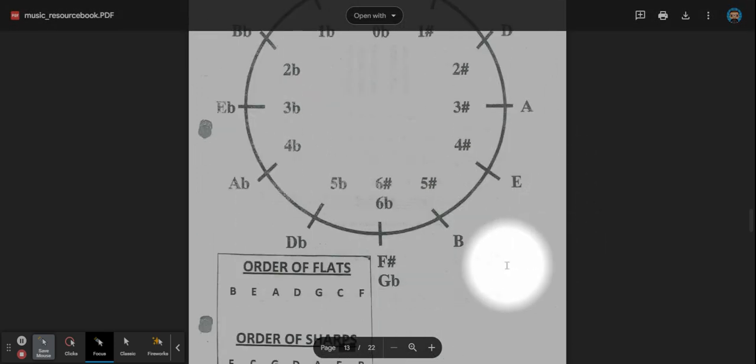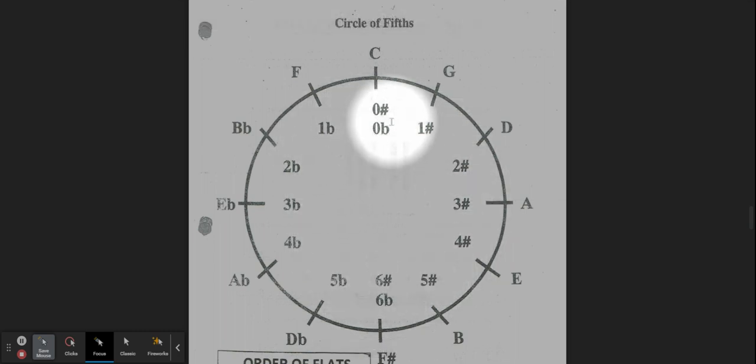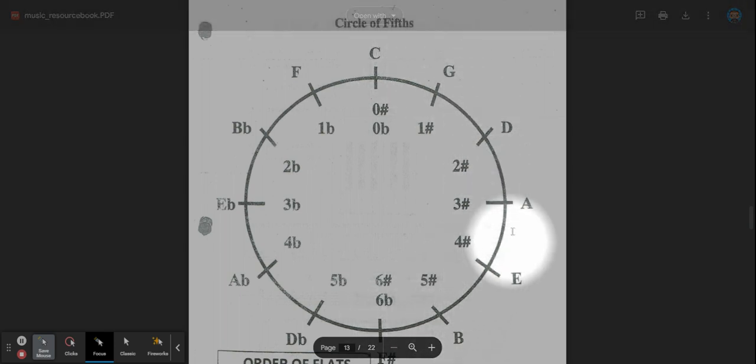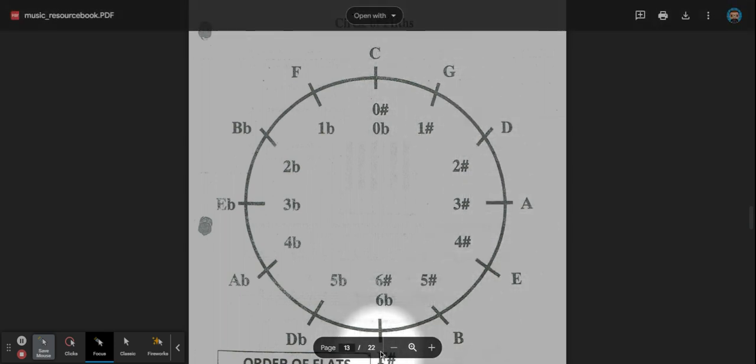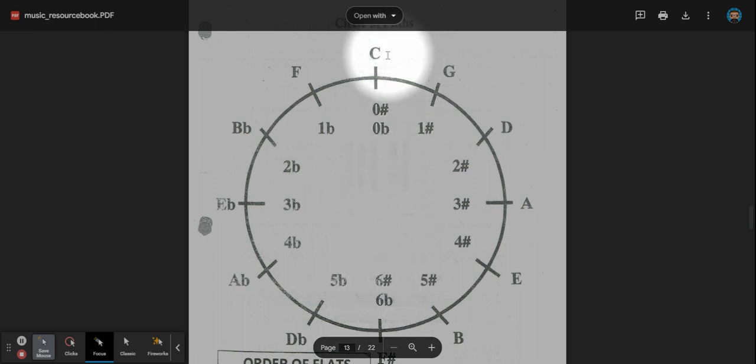Okay. And the numbers, remember, those are telling you how many sharps are in each key or how many flats are in each key. So this side of the circle is referred to as the sharp side of the circle. And then this side of the circle is referred to as the flat side of the circle. And then you can use this as a musical calculator.